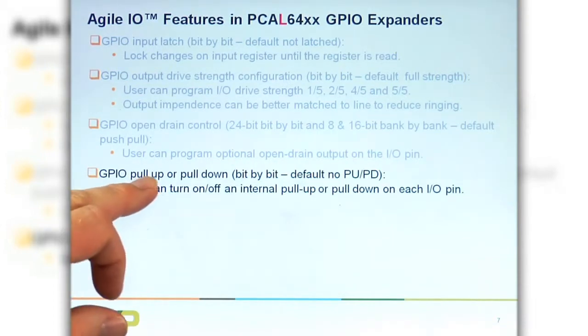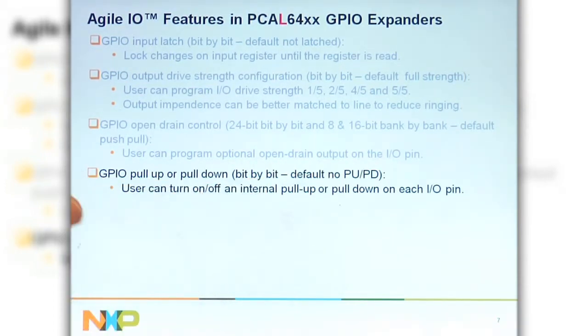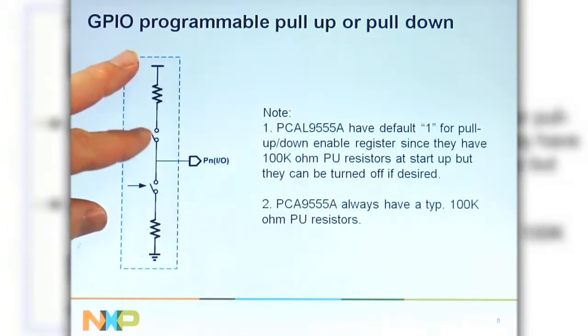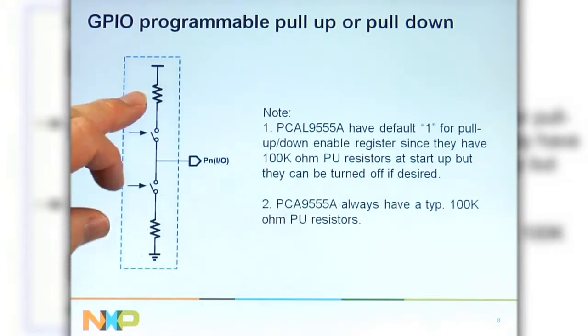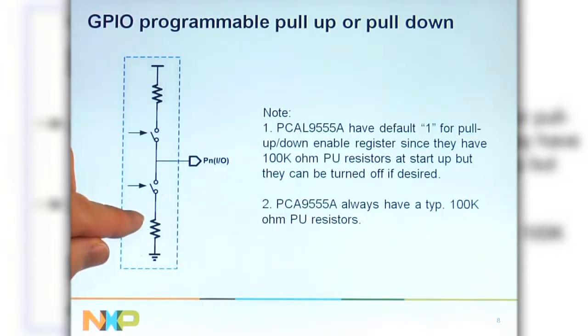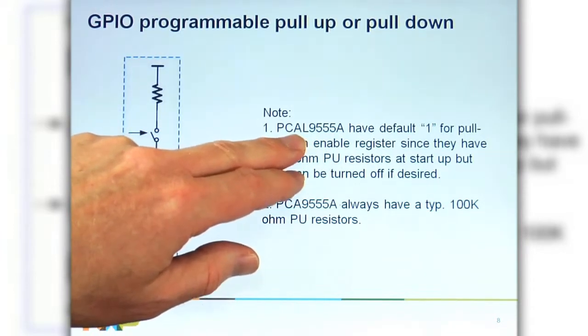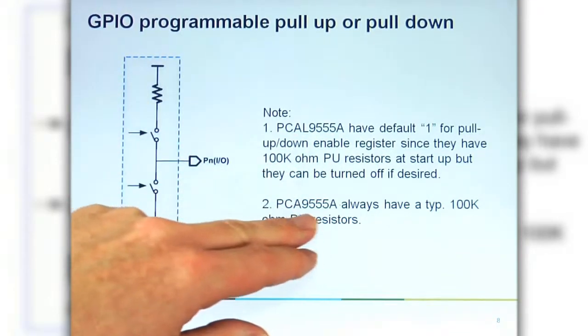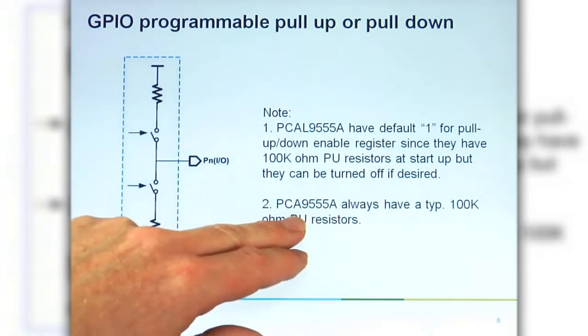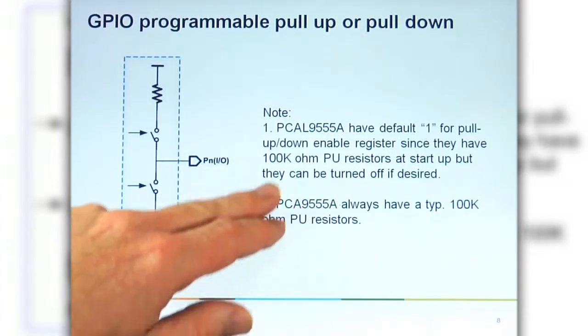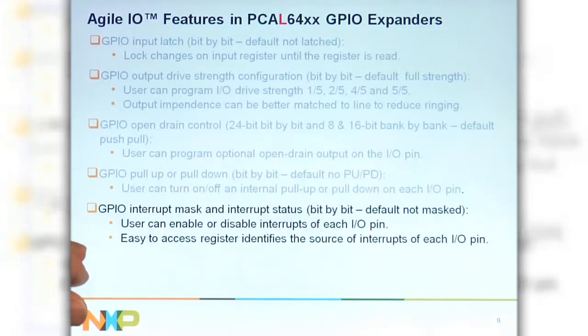Next, we're going to have the GPIO pull-up or pull-down. Bit by bit defaults to nothing on, so you can select the 100K ohm pull-up or pull-down. Note that the 9555A with the L version will have it default on, because like the 9555A without the L, it's always going to have it on, but these devices have the internal pull-up resistor.